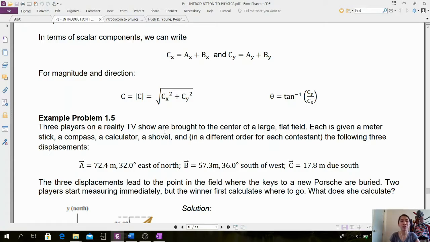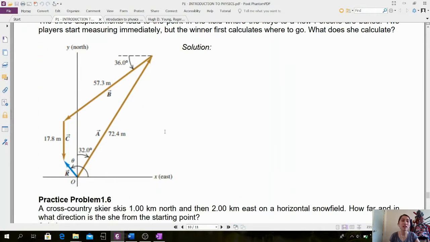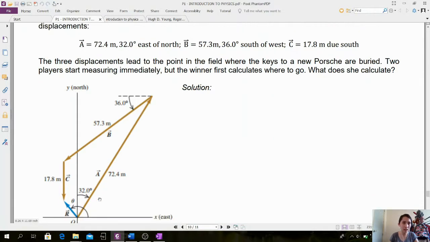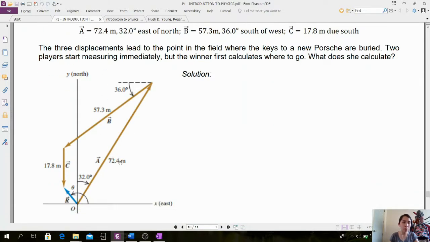For this solution, let us draw the figure. We have the figure here. This is vector A. This is 72.4 meters, that is the magnitude. And this is east of north. So we have north as the reference and we are going east. So the angle is measured in this manner.